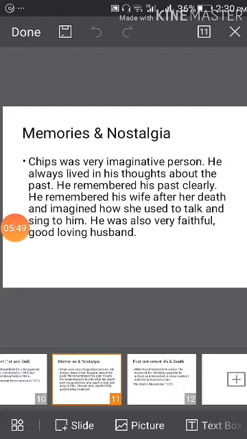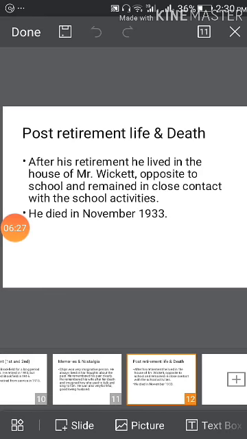So in the whole novel, he thought about the past people, past students, and the events, and that is why this novel is also called a psychological novel. Psychological means mental. It is a novel in which the events and the ideas run in the mind of a character. So in this novel, Mr. Chips thought a lot about the past, and he was an imaginative person, but he was a good, faithful, and kind person.